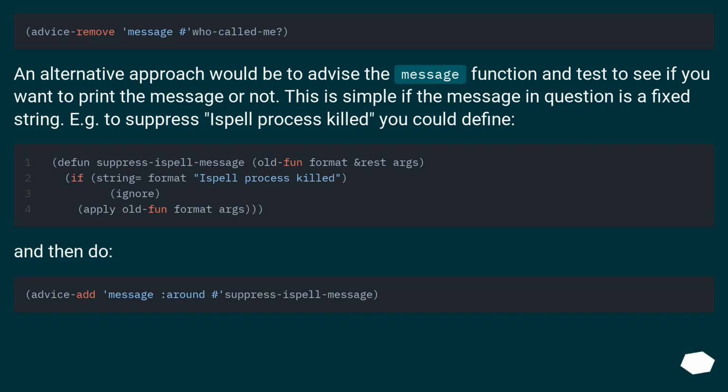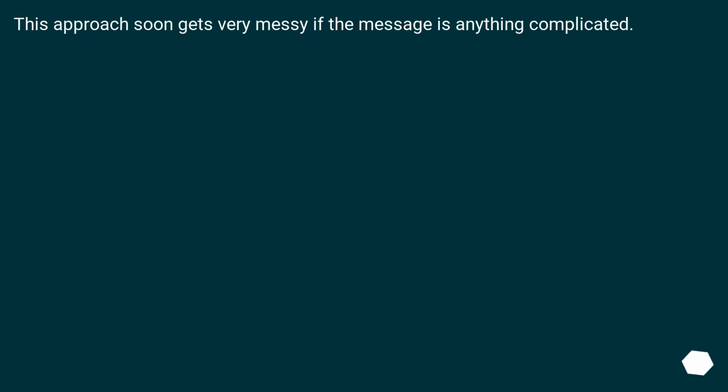an alternative approach would be to advise the message function and test to see if you want to print the message or not. This is simple if the message in question is a fixed string. For example, to suppress "Ispell process killed", you could define and then do. This approach soon gets very messy if the message is anything complicated.